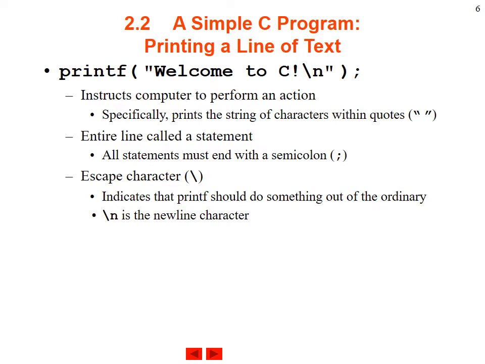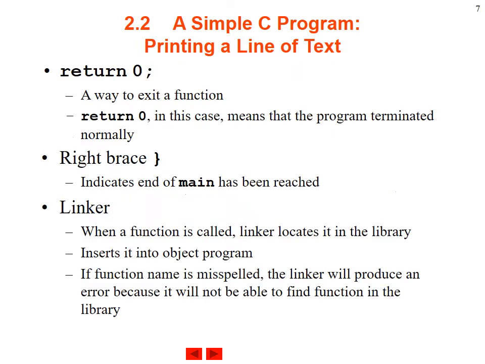Then the escape character backslash n shows that you are putting a new line character. Remember, I explained these escape characters in the previous lecture. Return 0 is a way of exiting: if the program runs normally, it returns 0 and the program terminates. This closes the body of our main function. Then there's the linker. When a function is called, the linker locates it in the library and inserts it into the object program.